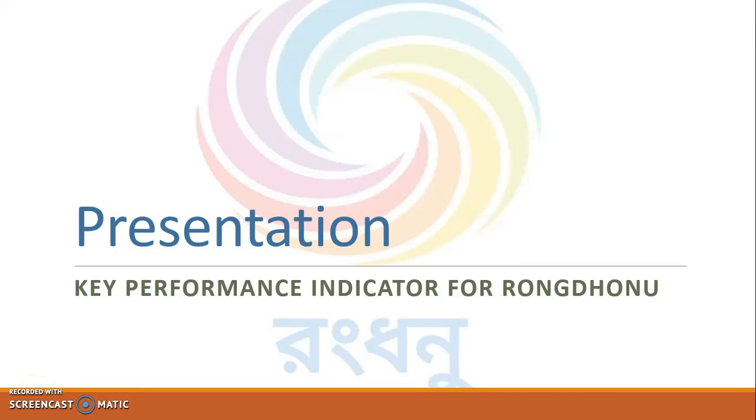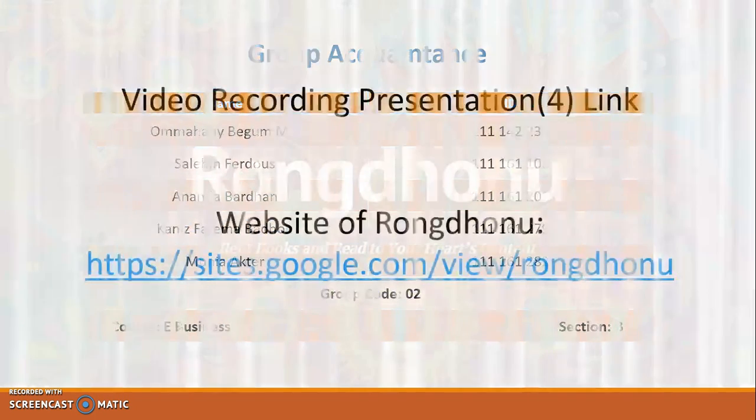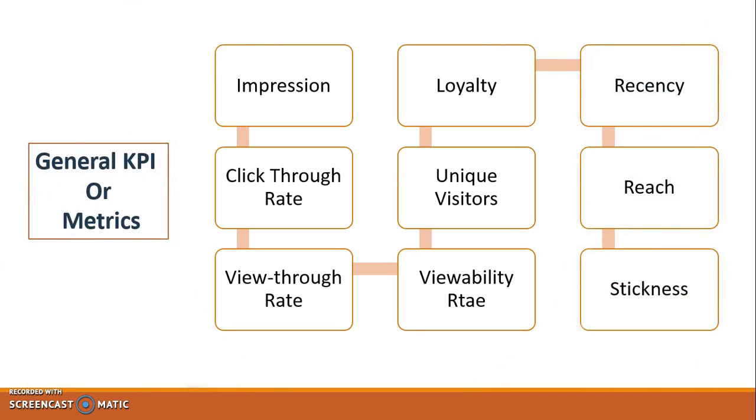Sir, I am Anand and this is going to be the fourth video recording presentation on the topic of key performance indicators, or some metrics that can ensure the effectiveness of our different digital marketing strategies. Now, one by one, I am going to describe the metrics which may help us to measure the effectiveness of our marketing strategies. First one is impression, that refers to the number of times an ad is served.